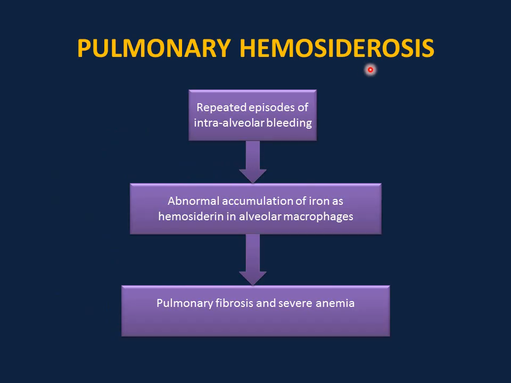Pulmonary hemosiderosis is repeated episodes of intra-alveolar bleeding, and this will cause abnormal accumulation of iron as hemosiderin in the alveolar macrophages, and this will cause pulmonary fibrosis and severe anemia. So the key in cases of pulmonary hemosiderosis: a child presents with pulmonary symptoms and severe anemia.